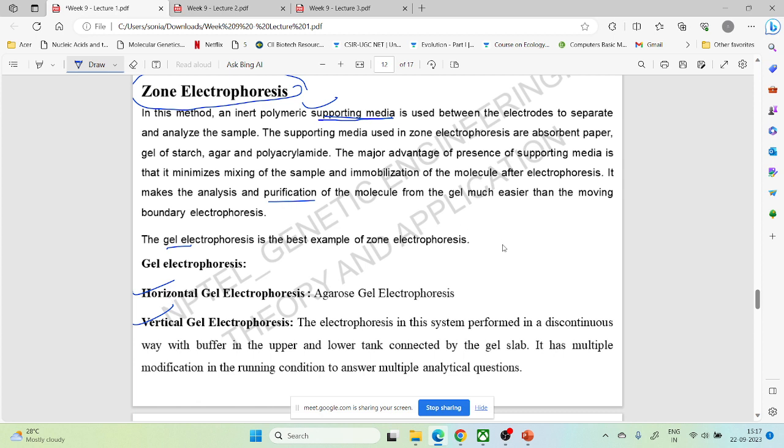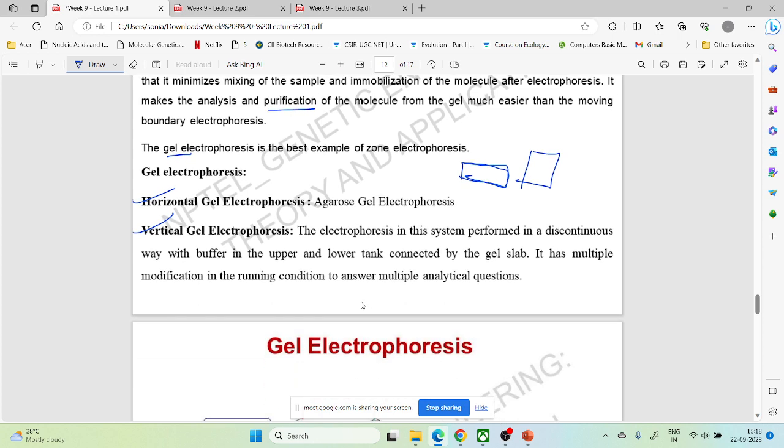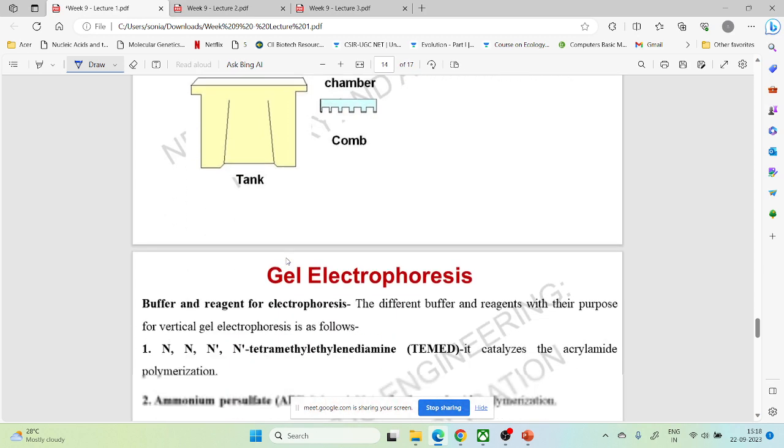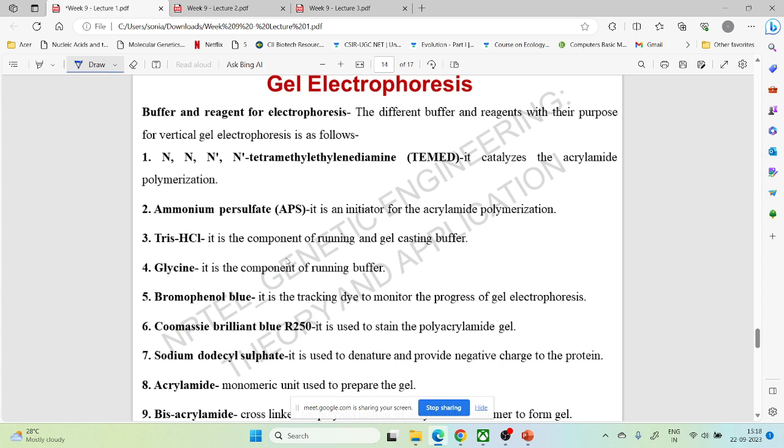In horizontal gel electrophoresis, like this, the gel is there, the casting tray and everything. And vertical electrophoresis is your PAGE, SDS-PAGE, where there is an upper and a lower tank, and which is mostly used for proteins. This is what the cassette, the chamber, power supply, and everything looks like. And then these are some of the buffers.